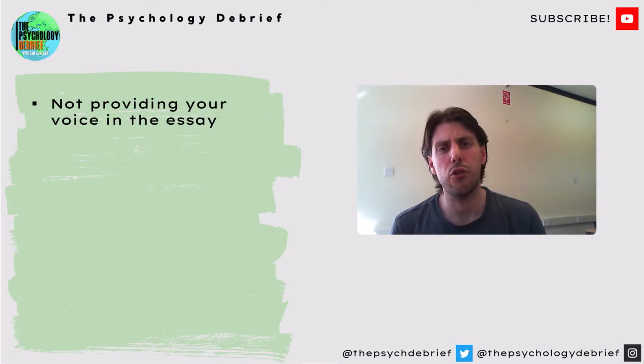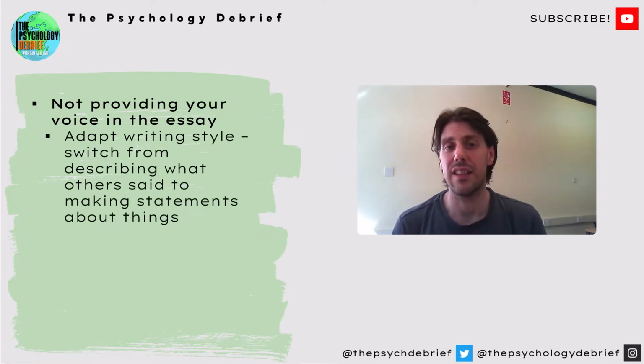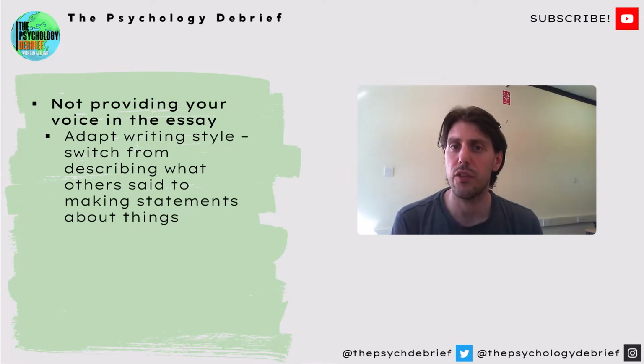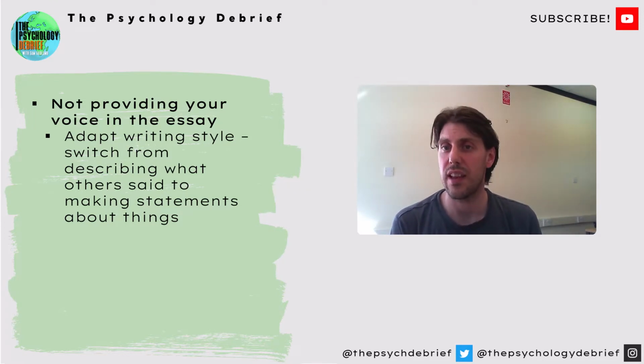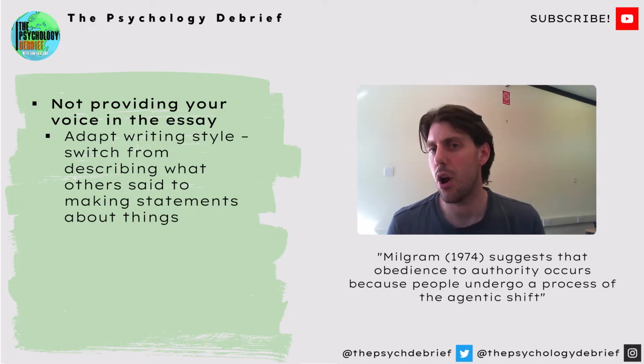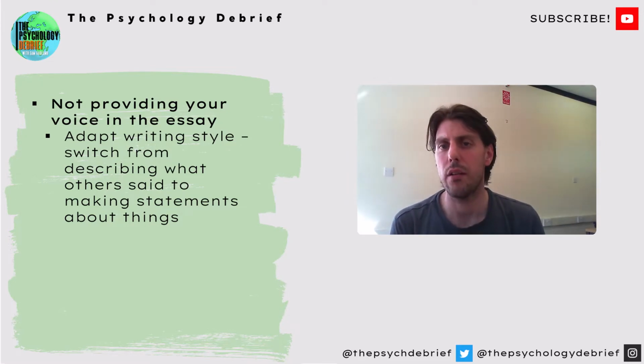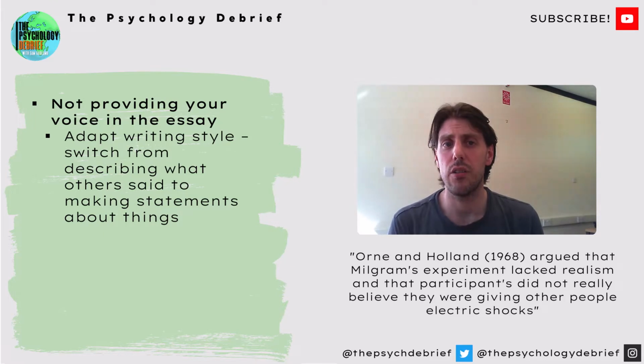assignment. So how can you try and ensure that you're making your voice heard and coming through clearly in your essay? Well, one thing you want to consider doing is adapting your writing style. Often students tend to write in a manner where they say he said or she said. For example, Milgram suggests that obedience to authority occurs because people undergo a process of the agentic shift. Or how about, Orne and Holland argue that Milgram's experiment lacked realism and that participants did not really believe they were giving other people electric shocks.